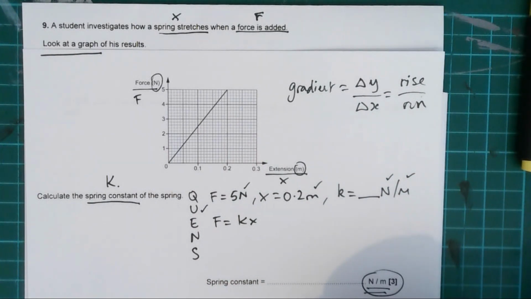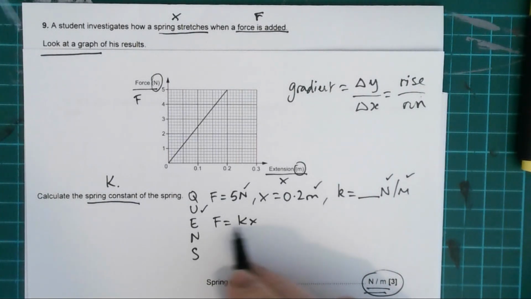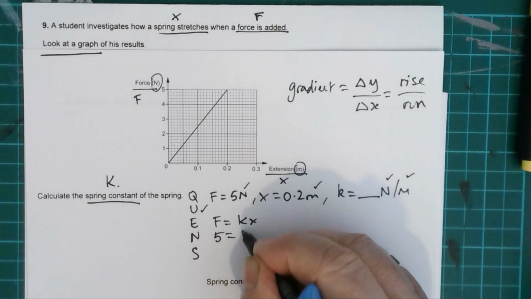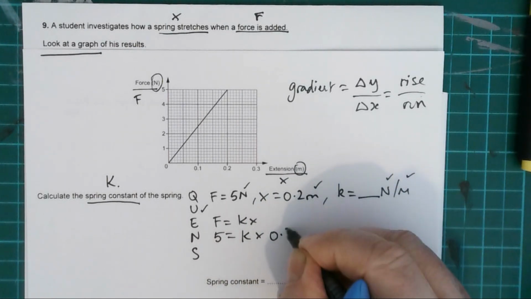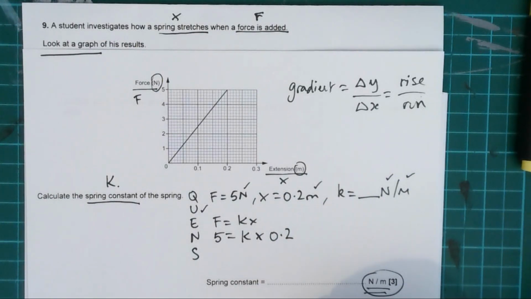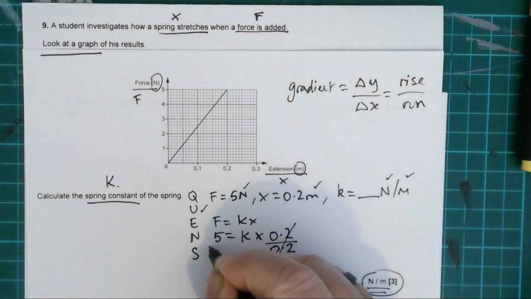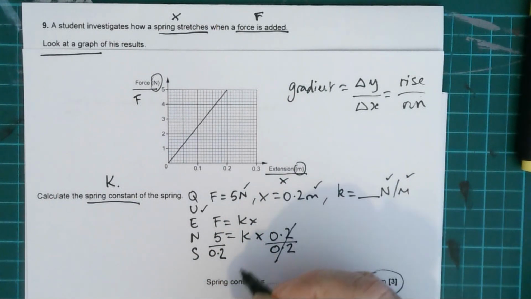I'm going to write that down because that's my methodical approach using QUENS. I'm going to change now all these letters to numbers. If I know them, I can put the number in instead. F, well I do know that, that's 5. So 5 equals, don't know K, 5 equals something multiplied by 0.2. Okay, I need to rearrange this to get K on its own. I need to divide both sides by 0.2. If I divide 0.2 by 0.2, it cancels out. I've got to do the same on that side. So K equals 5 divided by 0.2.